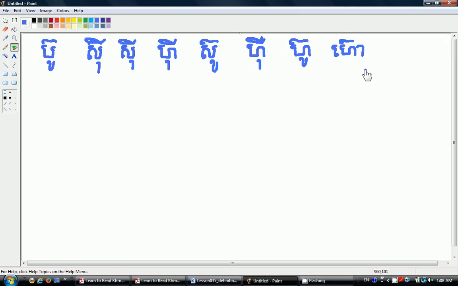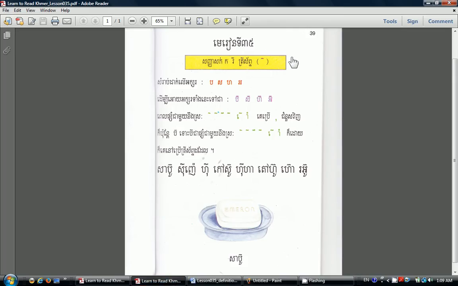Finally write oo, ah, trace up or oo. For your assignment, please read these words and then rhyme 10 times each. So now let's review our lesson 35. Lesson 35 in Khmer we say មេរៀនទី35. It's on page 39. Page 39 in Khmer we say ទំព័រទី39.